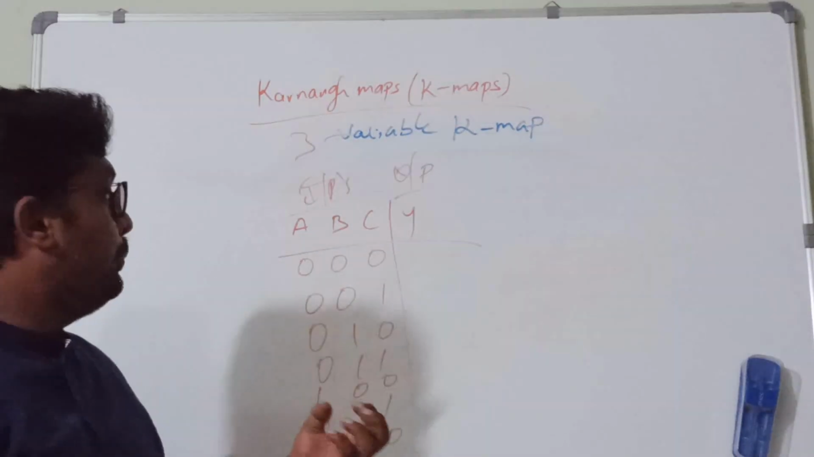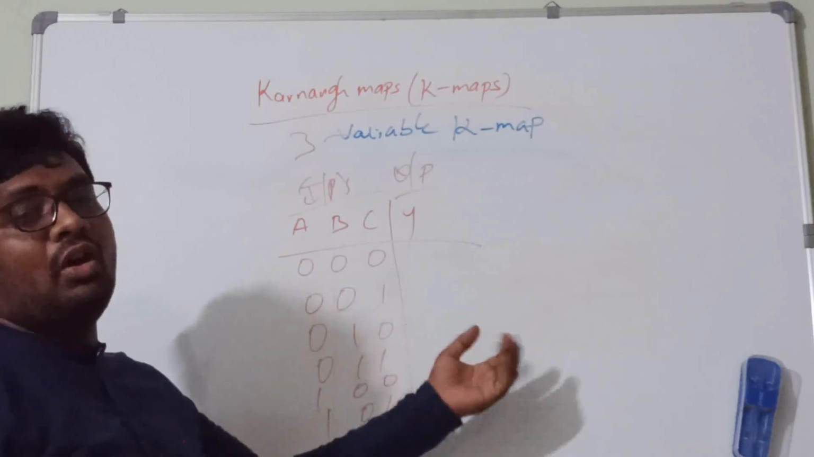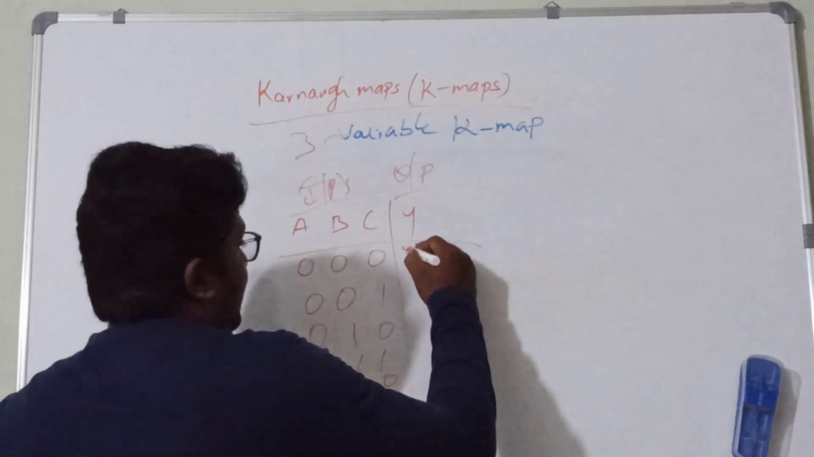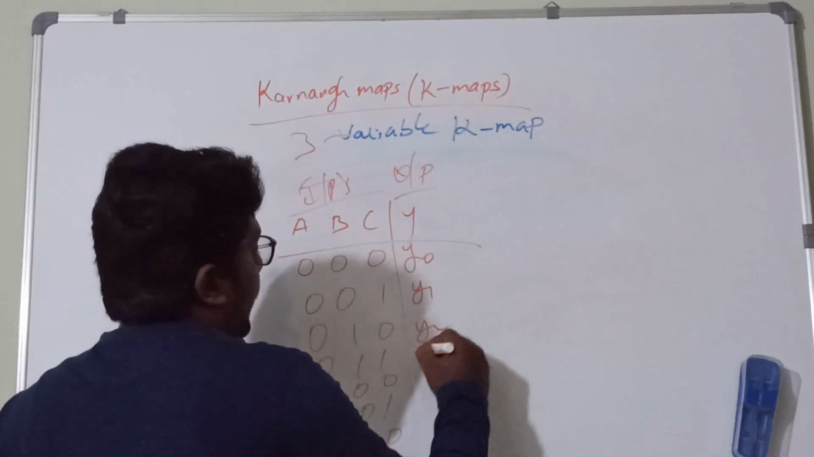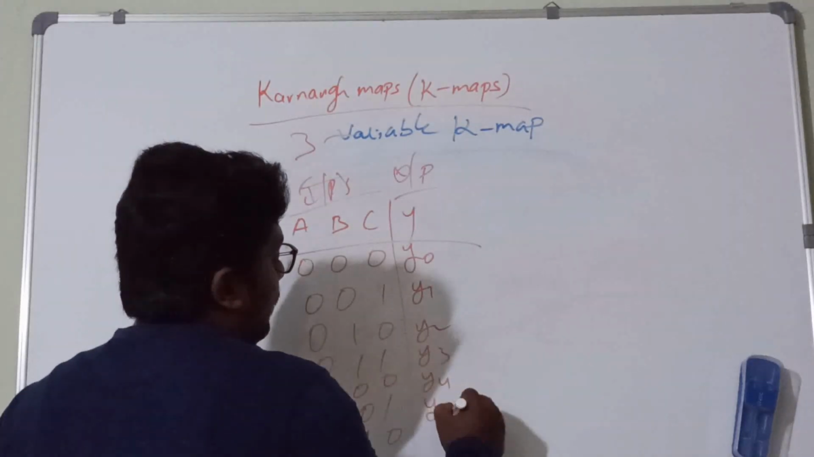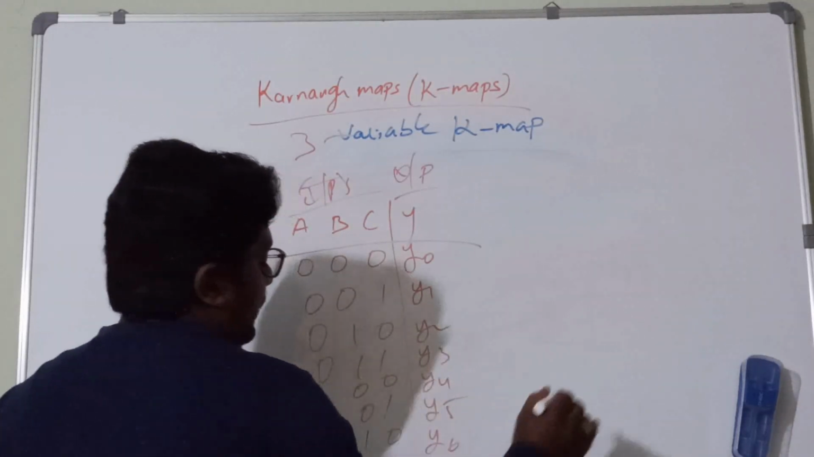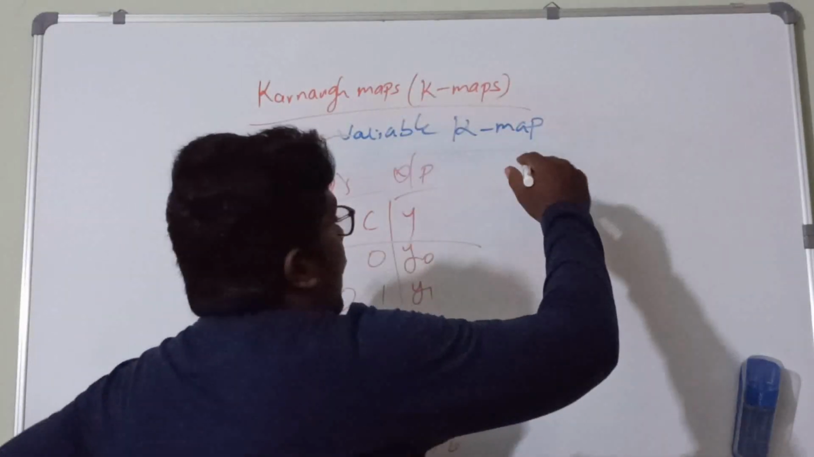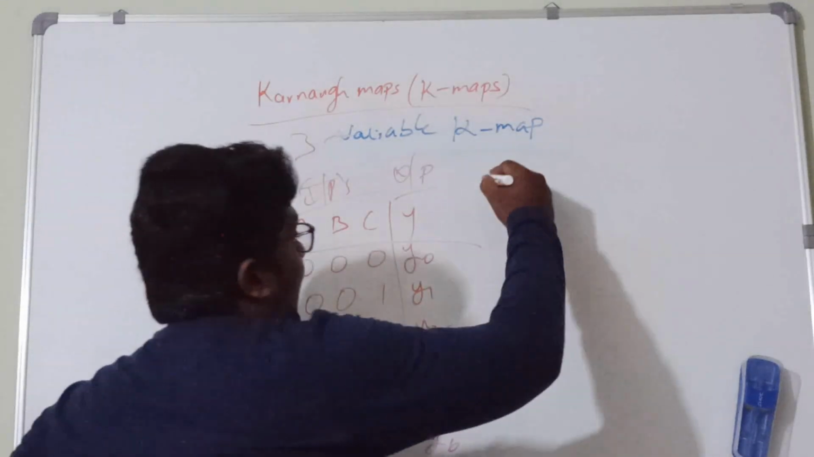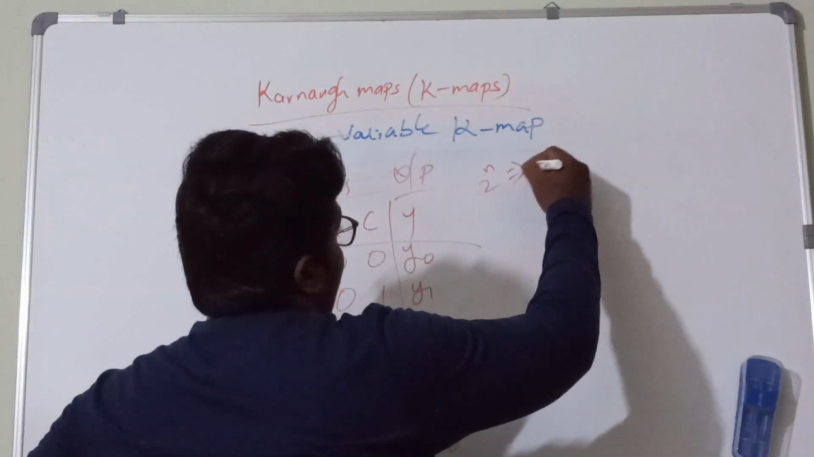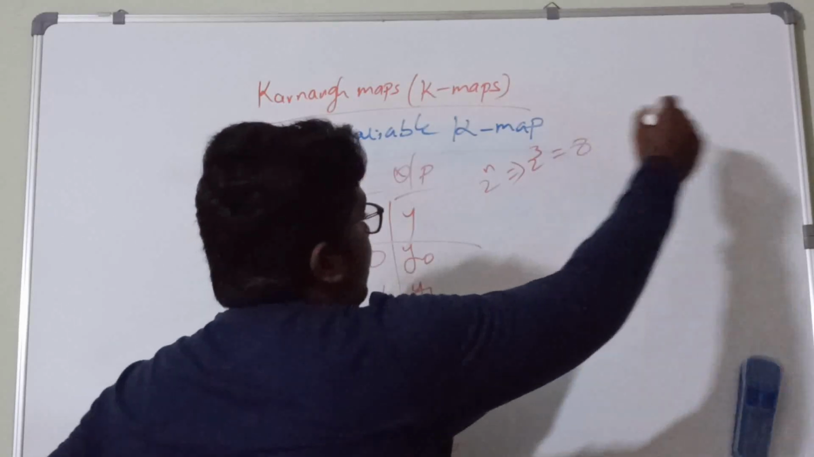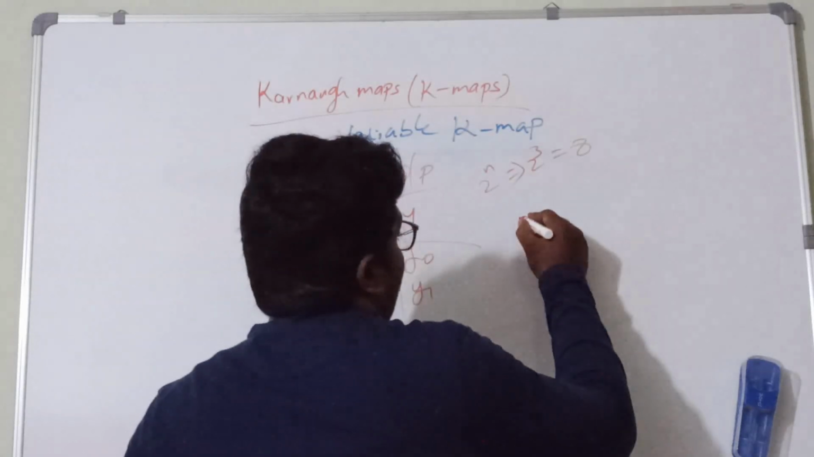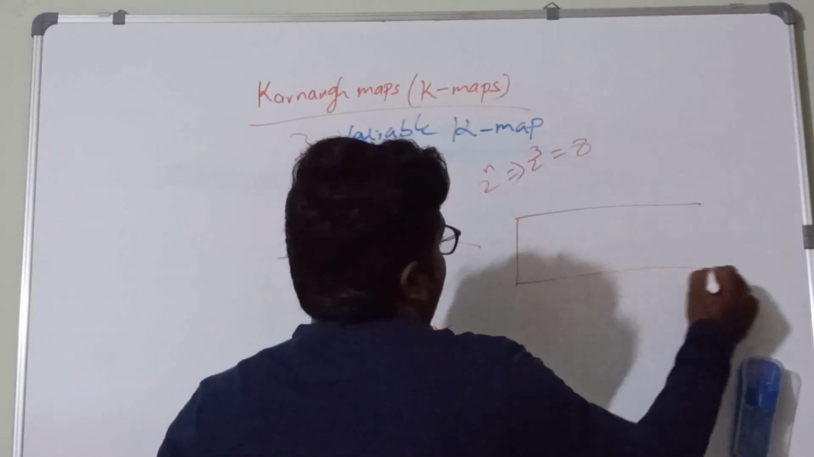The output may be anything, like an AND operation, OR, NAND, any operation it may perform, right? I am taking it as Y0, Y1, Y2, Y3, Y4, Y5, Y6 and Y7. Now, for a 3 variable K-map, how many squares will we have? We will have 2 power n squares, that means 2 cubed, which is equal to 8 squares. Now I am representing the 8 squares.